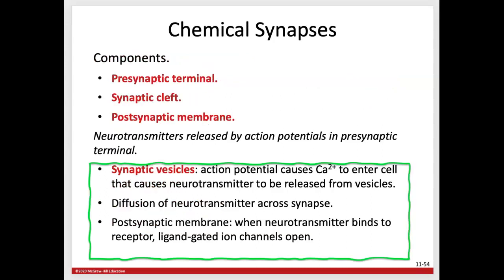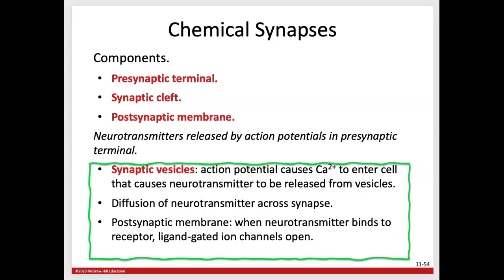For a chemical synapse, the components are the presynaptic terminal, the synaptic cleft, and the postsynaptic membrane. Neurotransmitters are released by an action potential in the presynaptic terminal. Meaning, and I want to clarify that, the neurotransmitter is released because of an action potential that happens in the presynaptic terminal, and those neurotransmitters are released into the synaptic cleft.